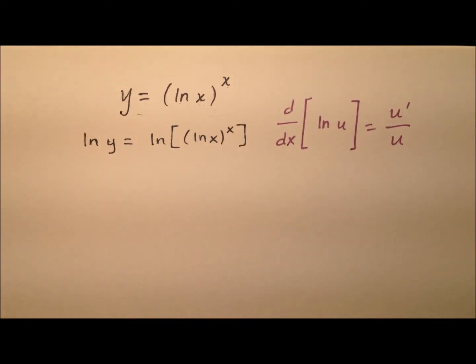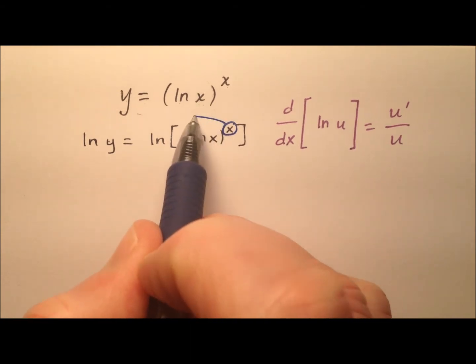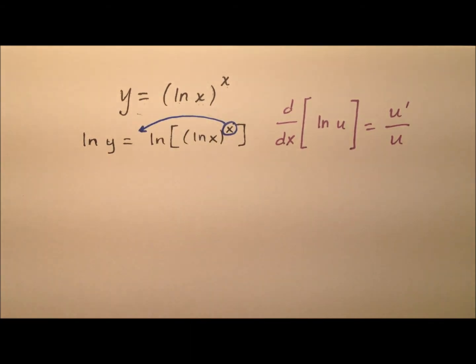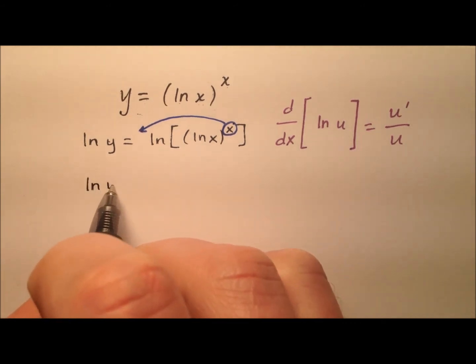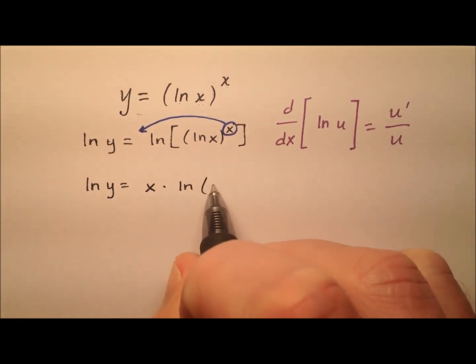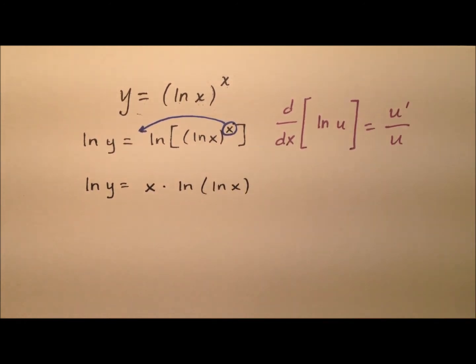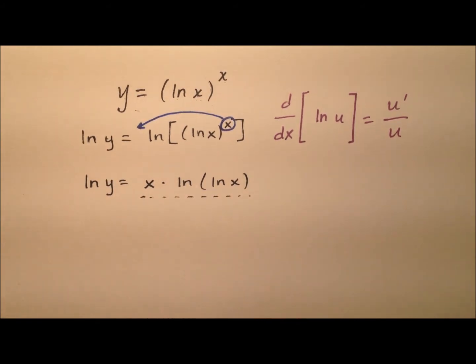This is nice because this exponent that was an x, we can now use the properties of log and bring that out front as a coefficient. So we have the natural log of y equals x times the natural log of the natural log of x. Okay, so now we have a nice product rule instead of something much nastier.